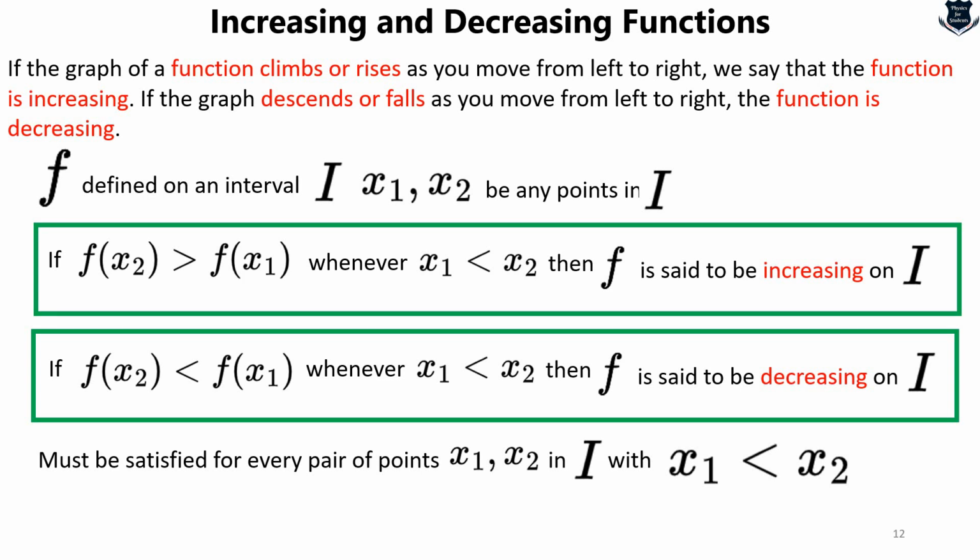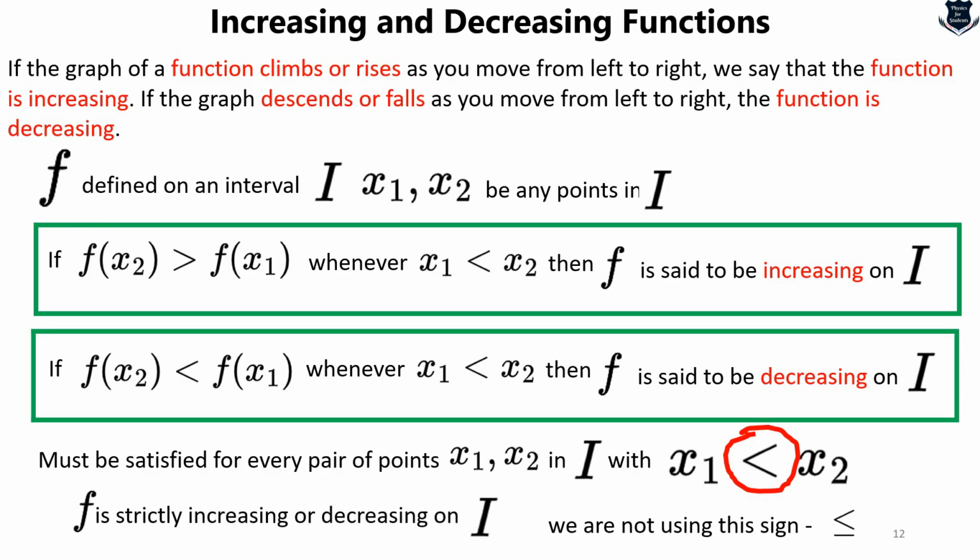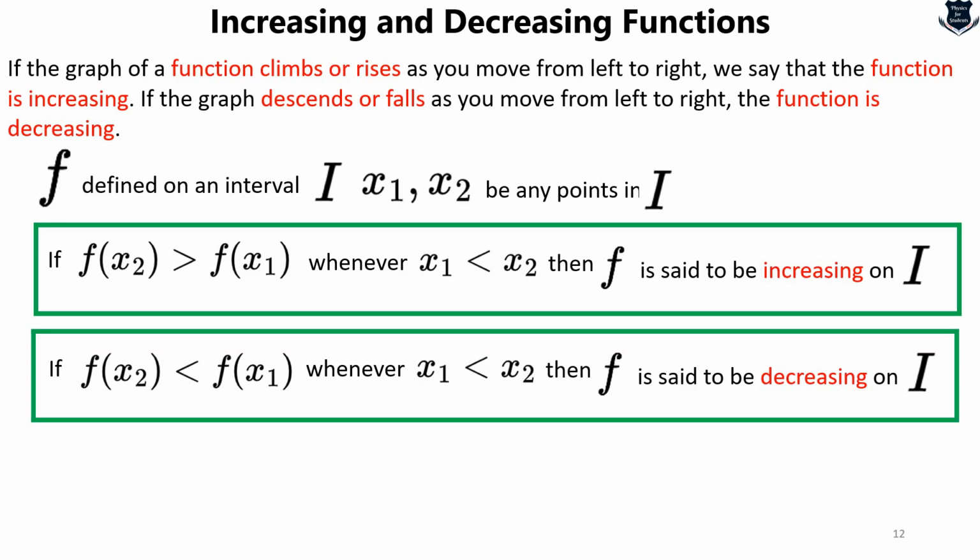Now, remember that we are using x1 less than x2 because we use the inequality sign less than to compare the function values. Instead of this one, less than or equal to, it is sometimes said that f is strictly increasing or decreasing on I. So the interval I might be finite or infinite, and by definition never consists of a single point. So let me come back again to make things clear.